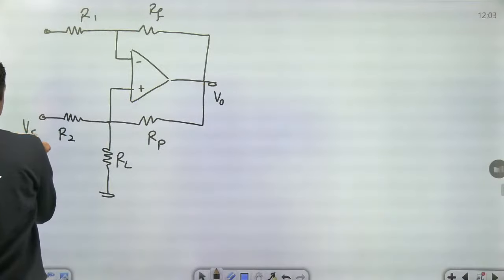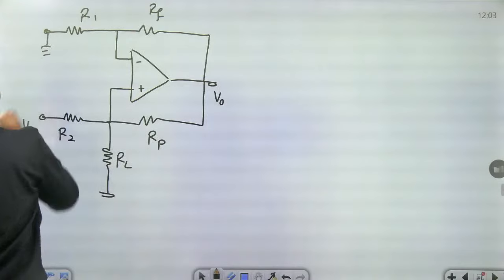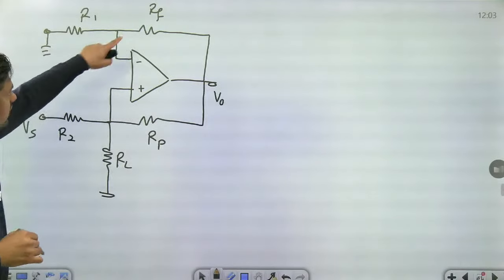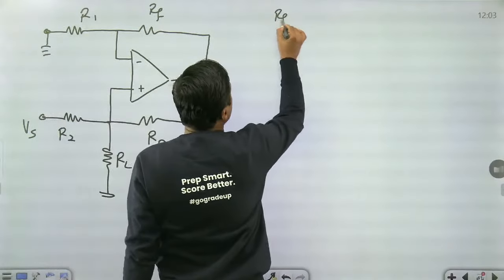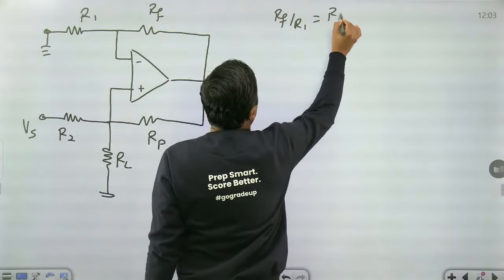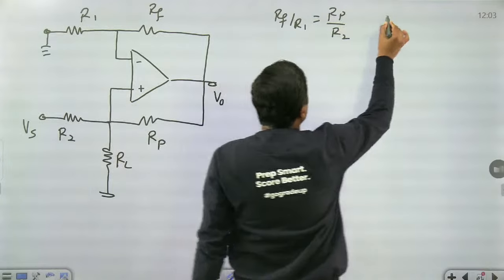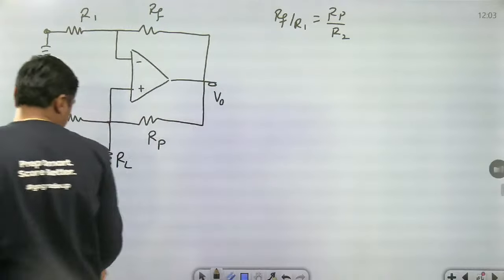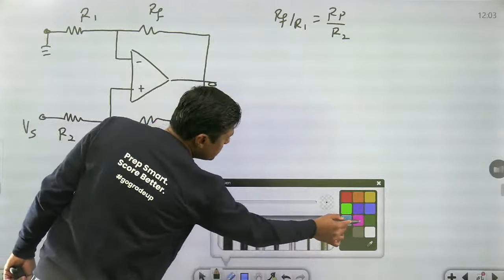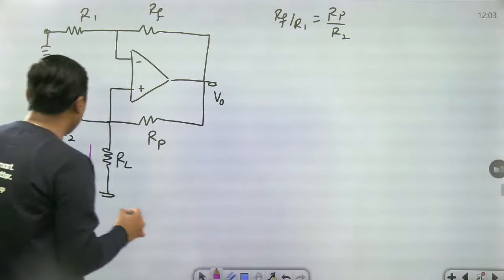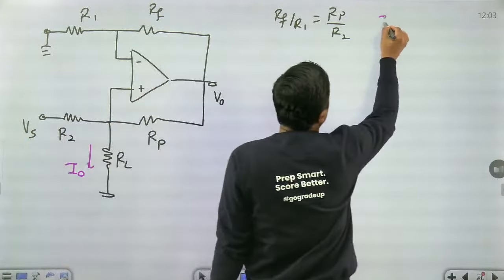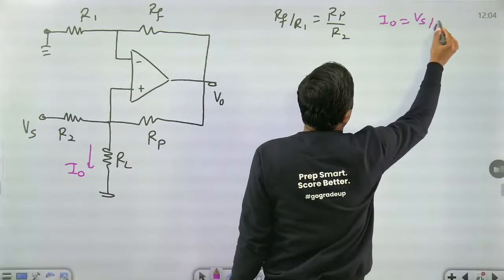If suppose the input is connected here, with the other terminal connected to ground, for example, then always check the ratio: Rf by R1 is equal to Rp by R2. If this is the case, then the current through RL is given by Vs by R2.